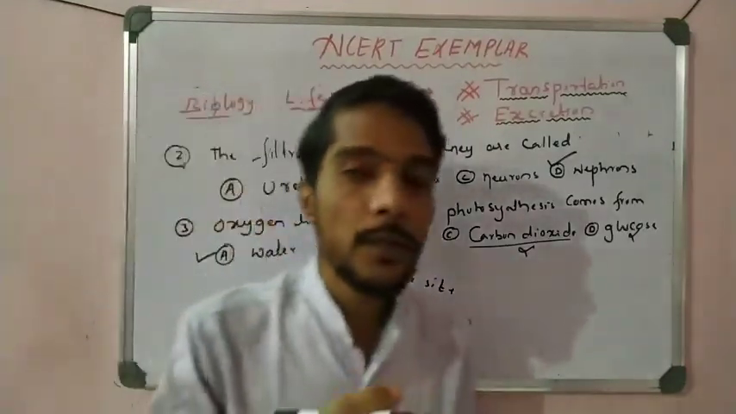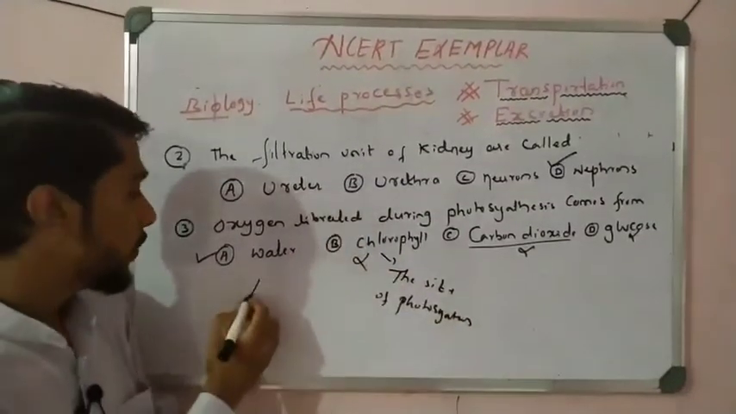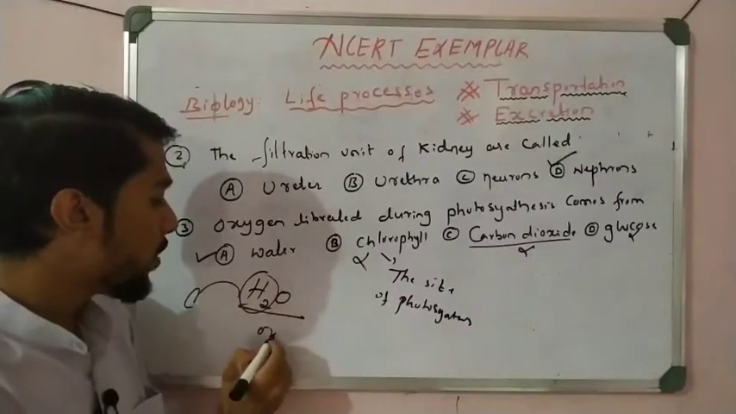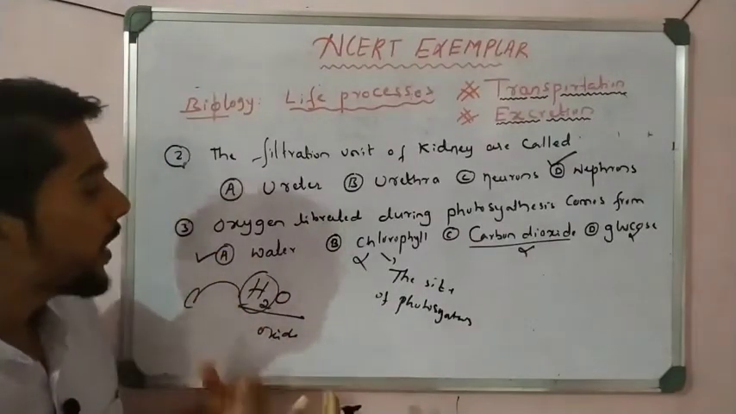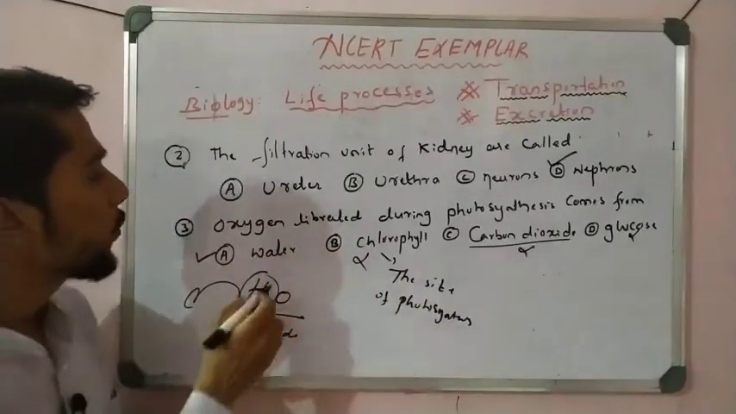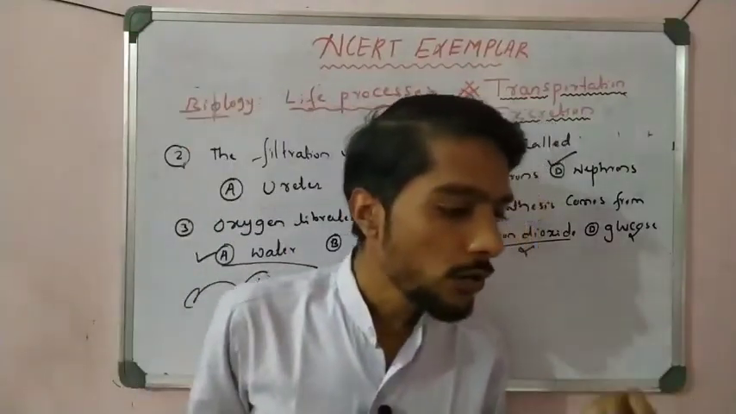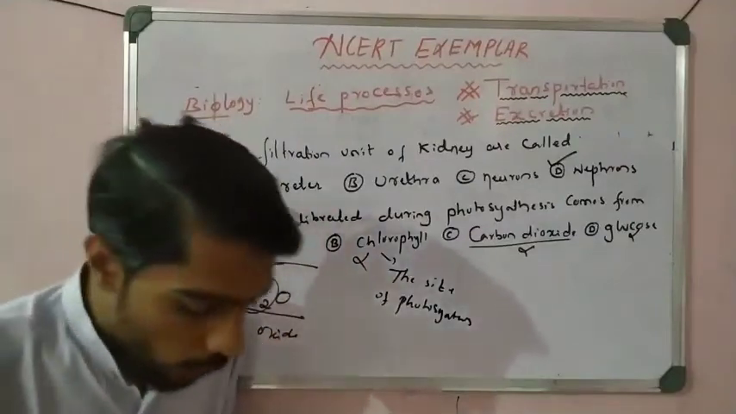Water is reduced itself to form the oxygen. Means water, H2 is liberated, so the water oxidation process takes place. The removal of hydrogen is called the oxidation process. So when the hydrogen is removed, the oxygen is liberated. From the water we observe that the oxygen is liberated. So that is simple: oxygen liberated during photosynthesis came from water. You have to remember.